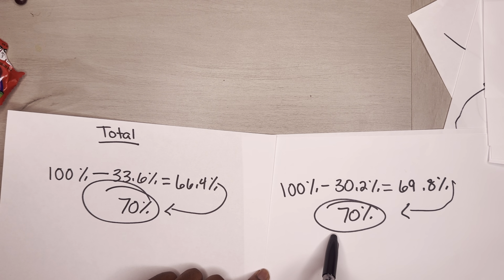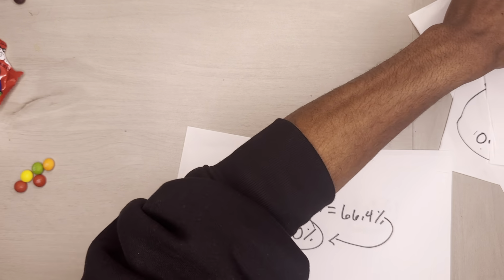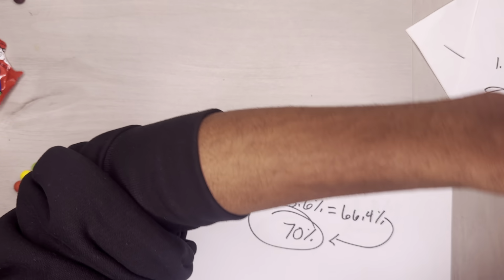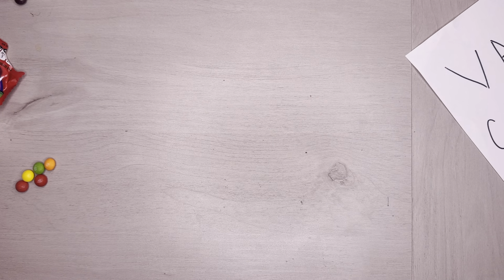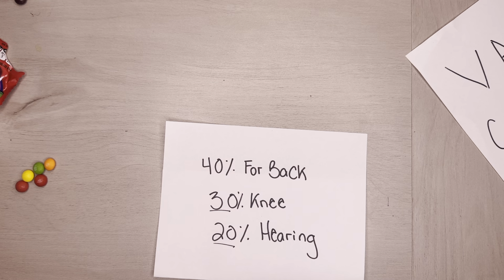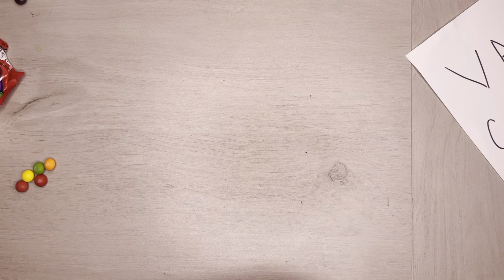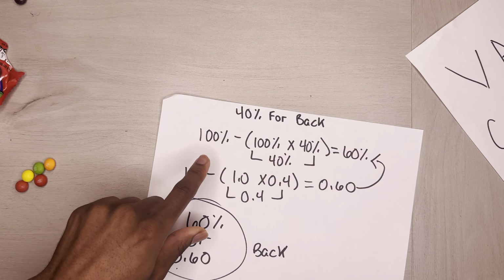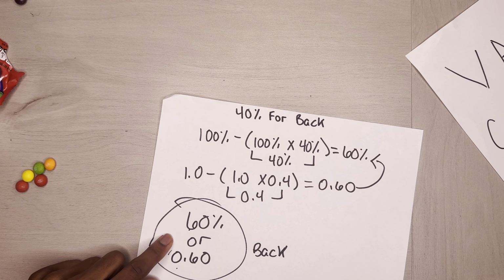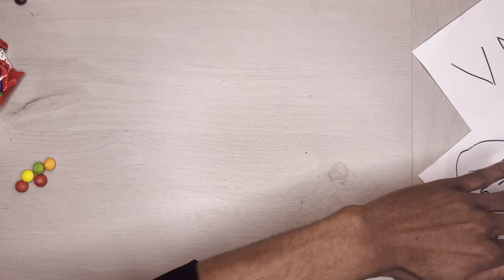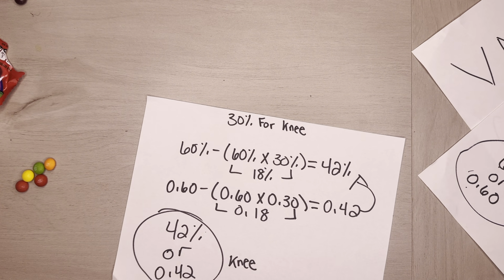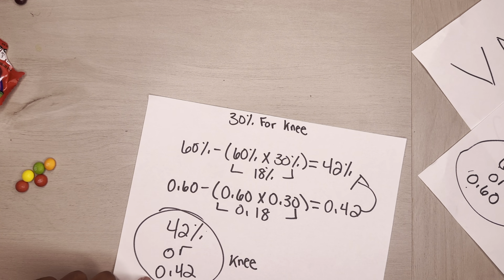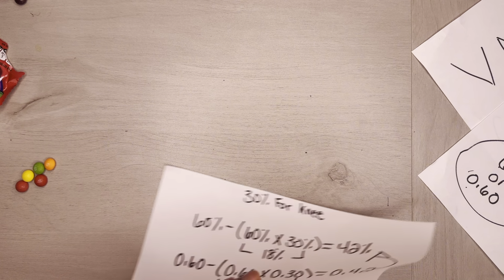We tracking? All right, we can run through this and go back and pull all these calculations out. So remember, right? We started with the three biggest percentages, 40% for our back, 30% for our knee, 20% for hearing. We did the calculations first for our back. We broke down the calculations. We came up with a total of 60% or 0.60. We took that base and we applied that to the knee. And we went through those calculations. 42% or 0.42 was our new base once we included our knee.